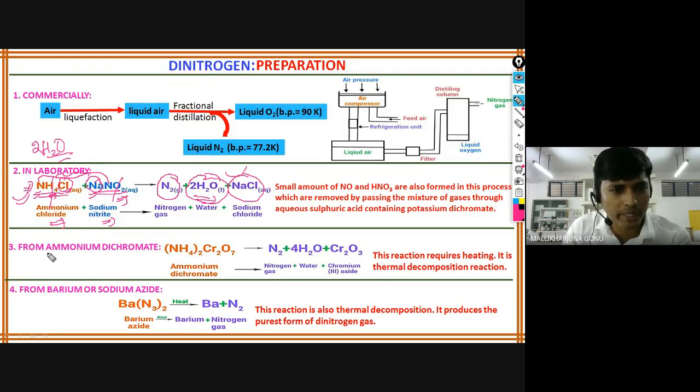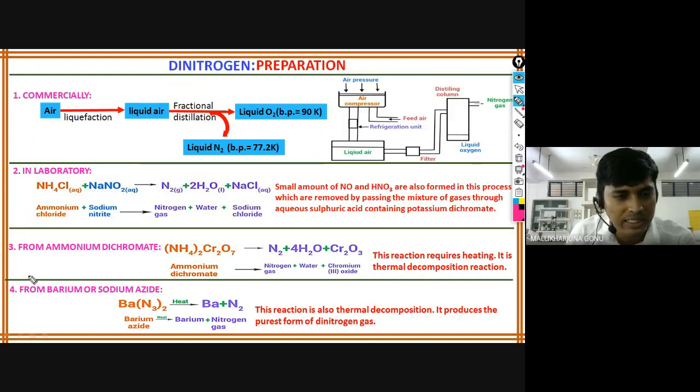Now from ammonium dichromate, the other way. What is the formula of ammonium dichromate? That you should know: (NH4)2Cr2O7. What products will be formed? This is the preparation of nitrogen, right? So how many nitrogens are here? (NH4) twice means total how many nitrogens? Kitne hai nitrogens idhar? Pooja, how many nitrogens are here?